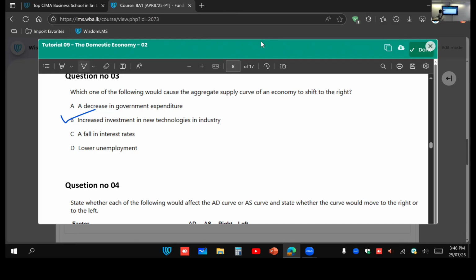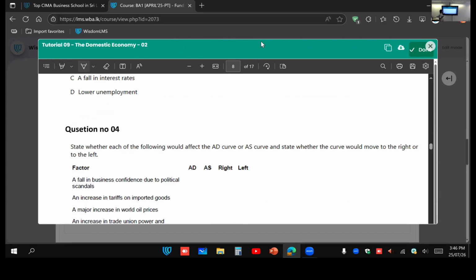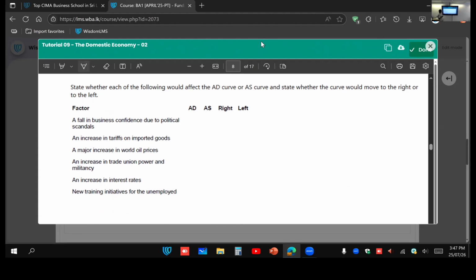Question is asking which one of the following would cause the aggregate supply curve to move to the right. So having lower unemployment will not cause this to move to the right. That won't happen. But this moving to the right will result in lower unemployment. Clear? Okay. So I'll put the answers here. You may note down.